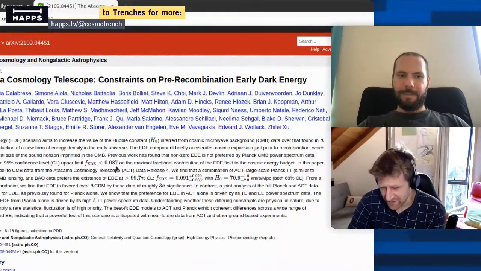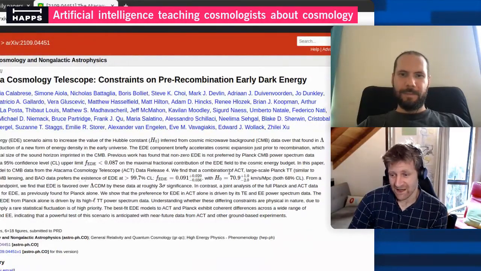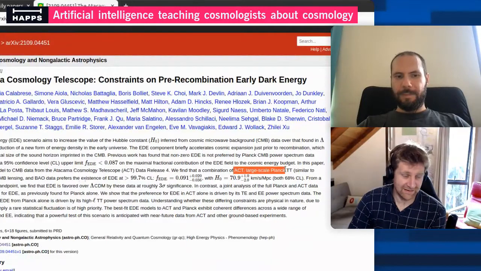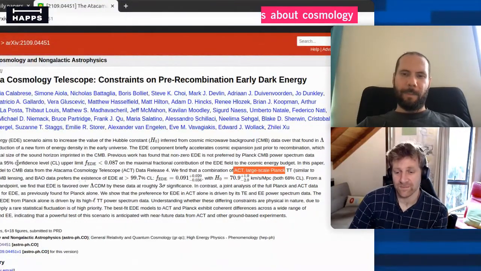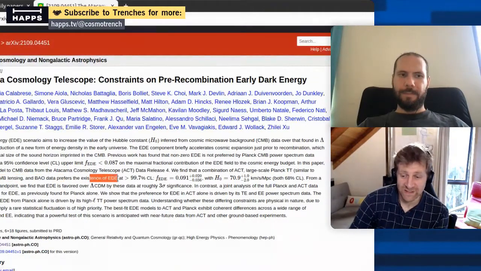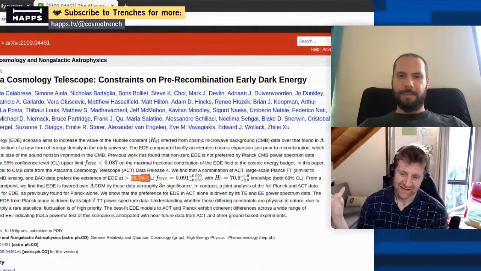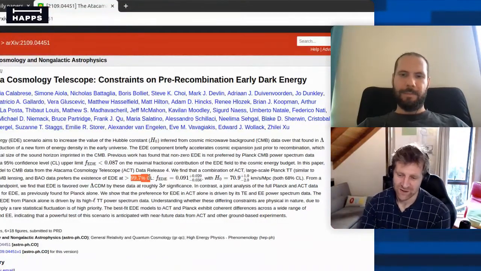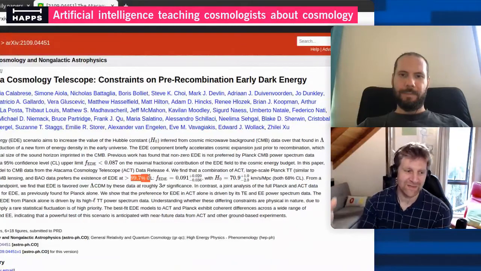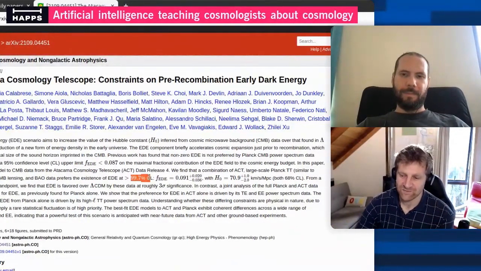I'm not sure if this is big enough on your screen that you can see it, but using a combination of ACT, large scale Planck. So Planck's another telescope that's measuring the CMB, one that they put in space. Planck lensing in CMB says that it prefers early dark energy at 99.7 confidence limit. So in principle, this is saying that this data should only have occurred in 3 out of 1,000 realizations of the fundamental model, which would be obviously very, very unlikely.